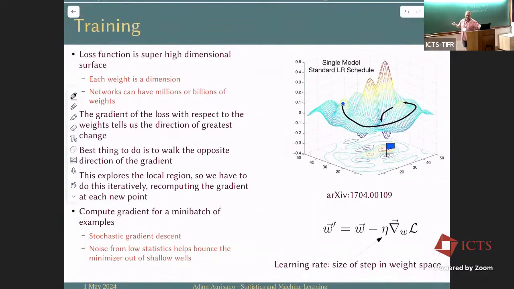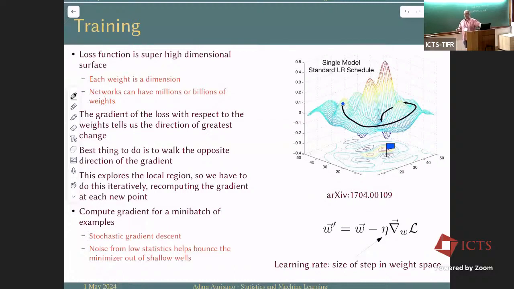Training: your loss function is a super high dimensional surface. So the dimensionality of the surface is the number of weights. Networks often have millions of weights in them, so this is a millions of dimensional surface. You want to know how to walk down this surface to the minimum point in it. You're trying to minimize your loss. And so what you want is your gradient. If you compute the gradient of the loss with respect to all of your weights, that tells you the direction of steepest descent. Well, minus that is the direction of steepest descent.